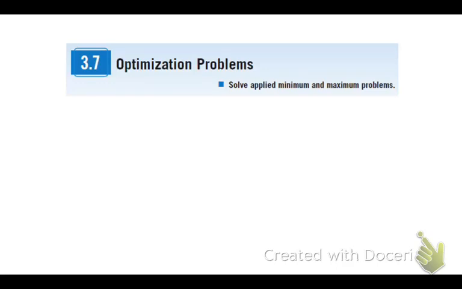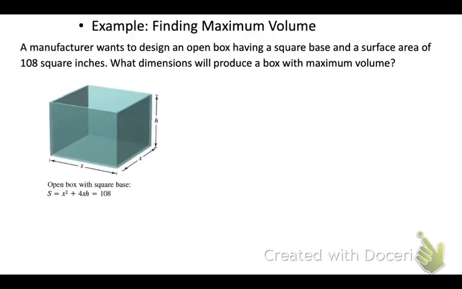Okay, so 3.7 optimization problems. We're finding minimums and maximums, so we're going to find the first derivative and find the zeros. That's what we're going to do, because that's how we found relative min-max. A manufacturer wants to design an open box having a square base and a surface area of 108 square inches. What dimensions will produce a box with the maximum volume?